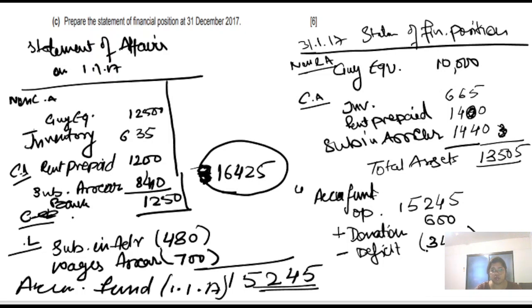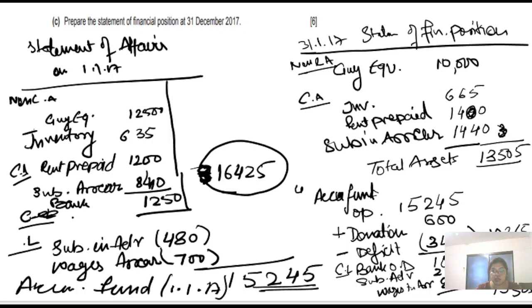If there is a surplus, we have to add it. Okay, so this is my accumulated fund closing value. And now the current liability we are going to use. The first is bank OD from the receipt and payment account, 100, subscription in advance, that is 240, and wages in arrear, that is 800. So 1140, and then again my total liability is 13505.